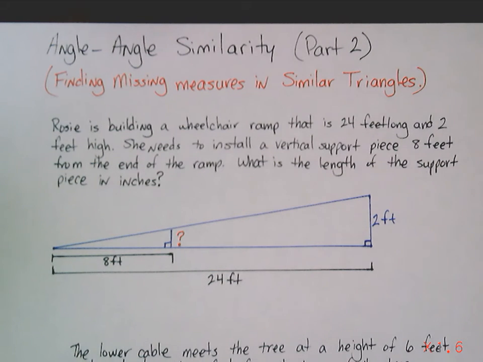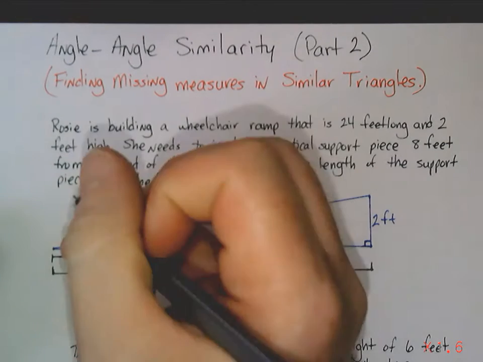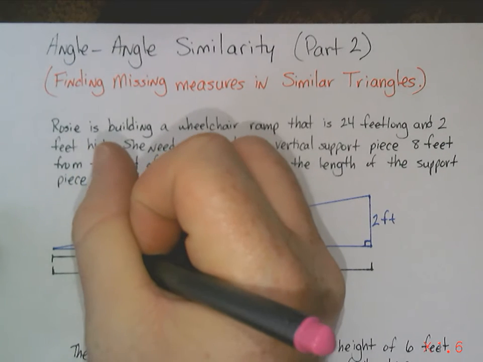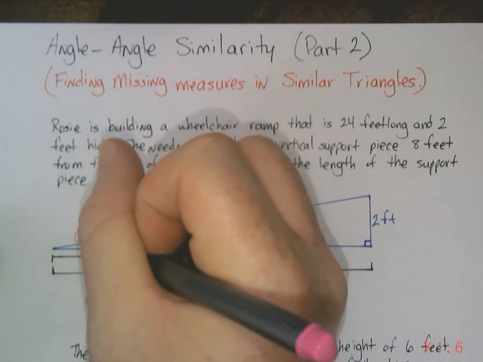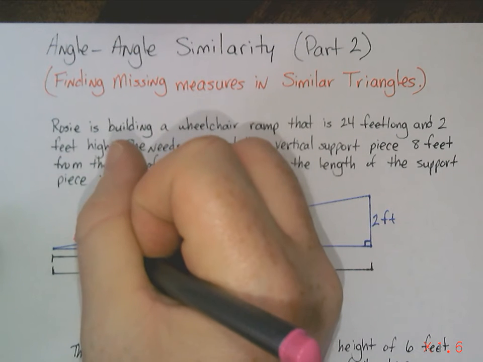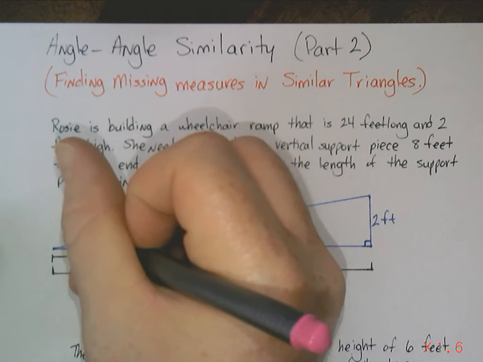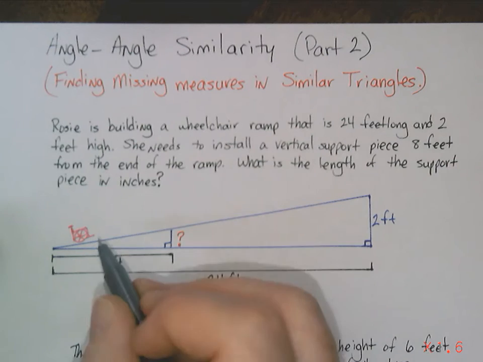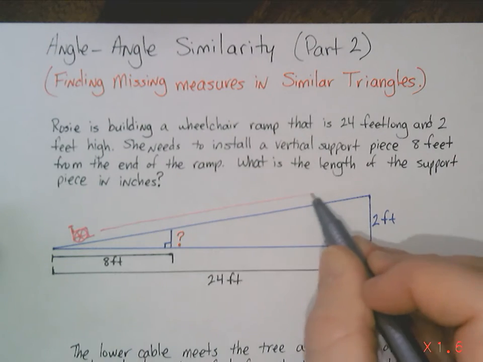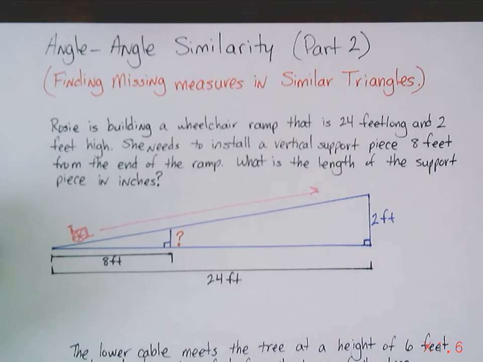So we have this problem here. It says Rosie is building a wheelchair ramp that is 24 feet long and 2 feet high. So you see 24 feet long, 2 feet high. Because you want this wheelchair to be able to go up in a safe manner, right? You don't want it to be too steep.